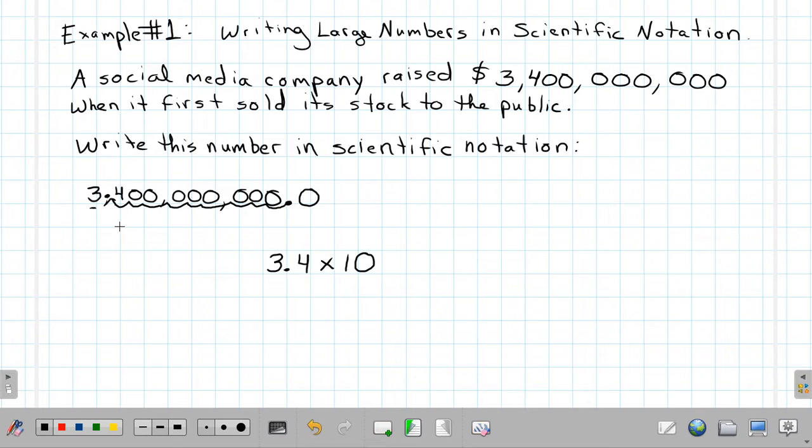And here's where we have to have a little bit of common sense. We started off with a really big number, right? And we made this 3,400,000,000 into 3.4. So in order to make the 3.4 as big as the 3,400,000,000, okay, we would have to have an exponent of positive 9, okay? So it has to be a positive 9.